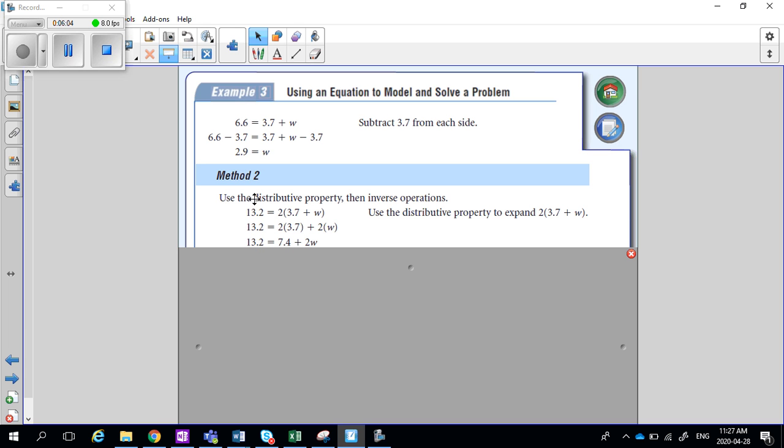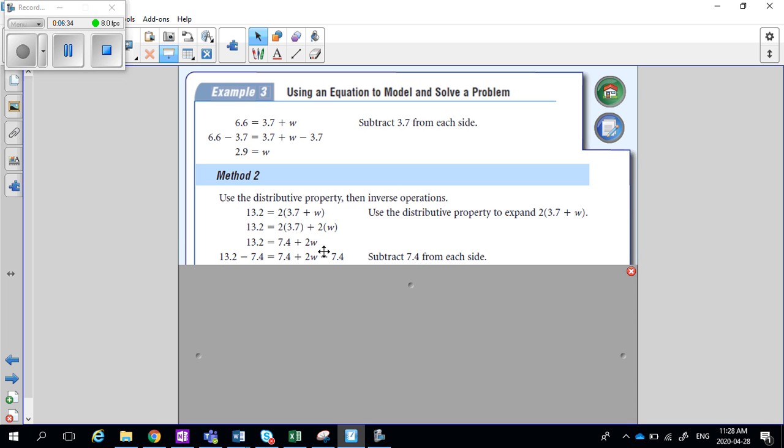So this just stays 13.2. We're not doing anything weird over there, and we're not changing this side. We're just rearranging it. So we did 2 times 3.7 plus 2 times W. It's the same thing. We just rewrote it a different way. So 13.2 equals, okay, so what is 2 times 3.7? 7.4. What is 2 times W? Okay, so it's just 2W.